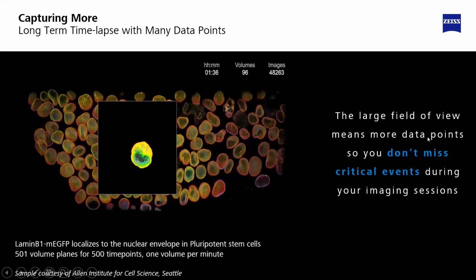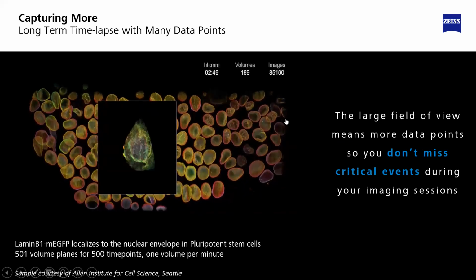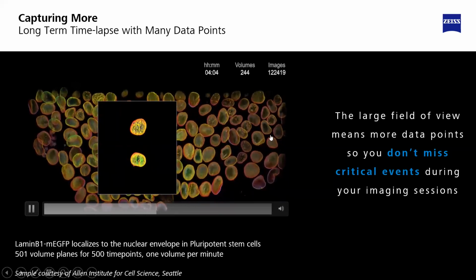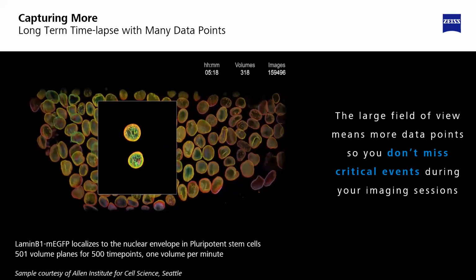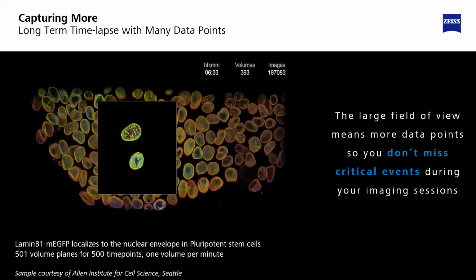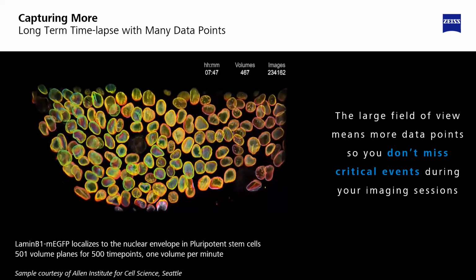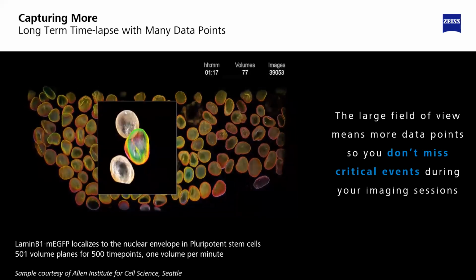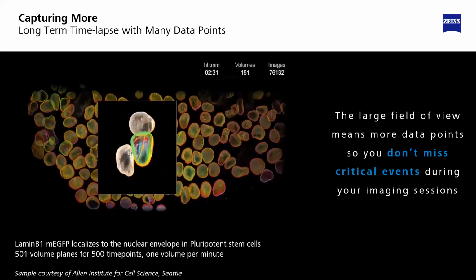In this example, the researchers were looking at lamin B fused to GFP, localizing to the nuclear envelope during cell division in these iPSCs. Since it was impossible to predict at the start of the experiment which of their cells was going to divide, it really is ideal to have a much larger field of view where you can image dozens to hundreds of cells at a time and really give yourself the best shot to visualize the most cells, giving you a higher probability of seeing the event you want to see.